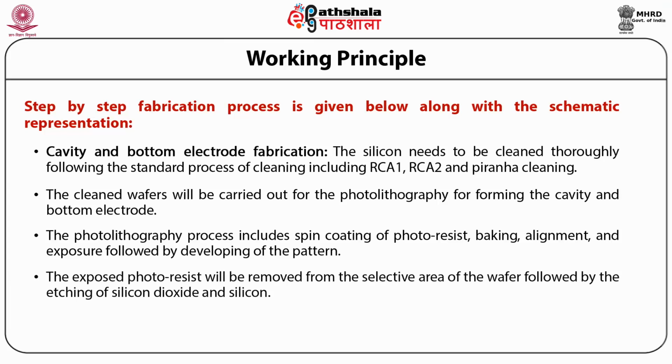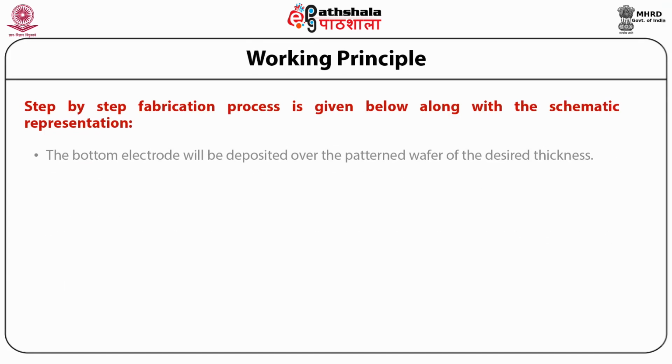The exposed photoresist will be removed from the selective area of the wafer, followed by the etching of silicon dioxide and silicon. The bottom electrode will be deposited over the patterned wafer to the desired thickness. After deposition, the residual photoresist will be removed using acetone or IPA. Here IPA is isopropyl alcohol.